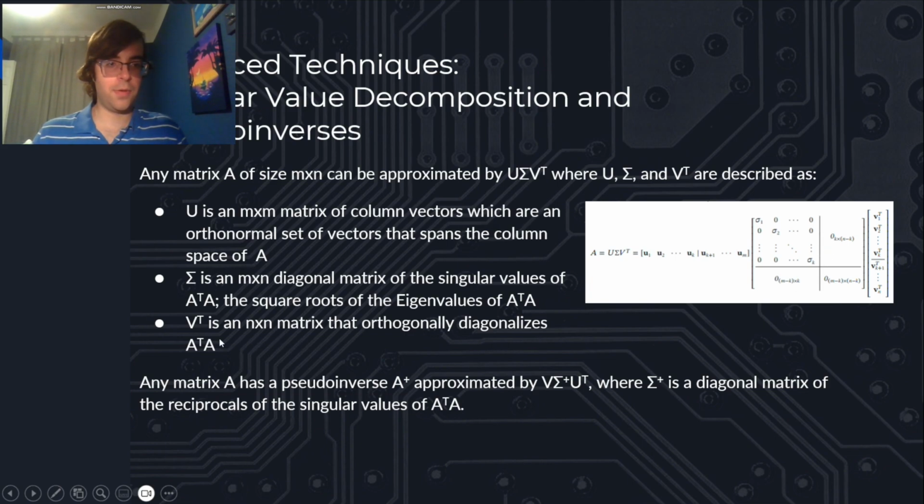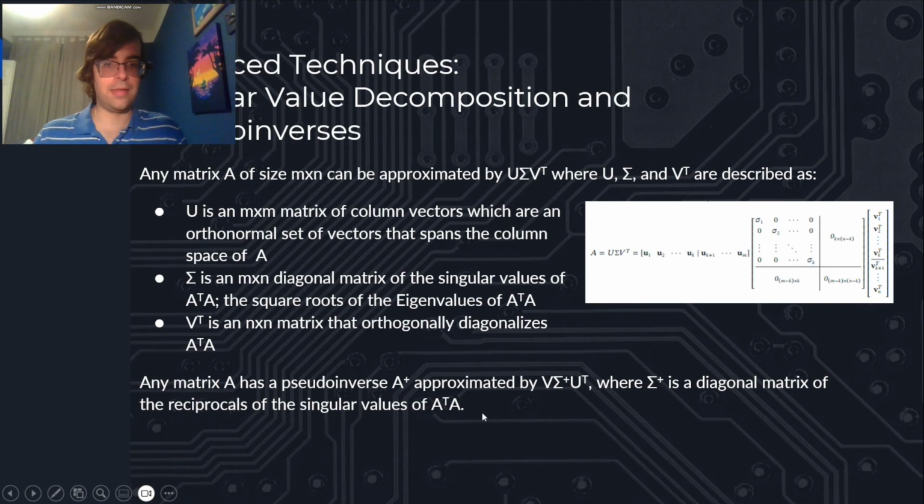And finally, V is going to be an n by n matrix that orthogonally diagonalizes the transpose of A times A, which means that when we do the transpose of matrix V times the matrix A transpose A times the matrix V, we're going to end up with a diagonal matrix. So now, any matrix A has a pseudo-inverse A plus that's approximated by basically the inverse of this formula, where sigma plus is a diagonal matrix of the reciprocals of the singular values of A transpose A.